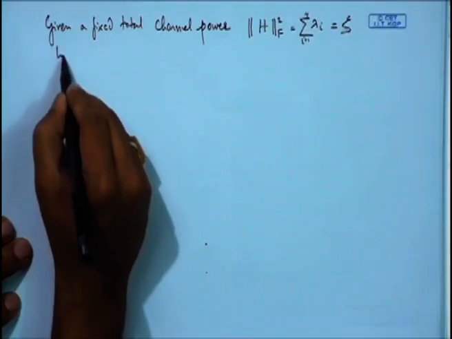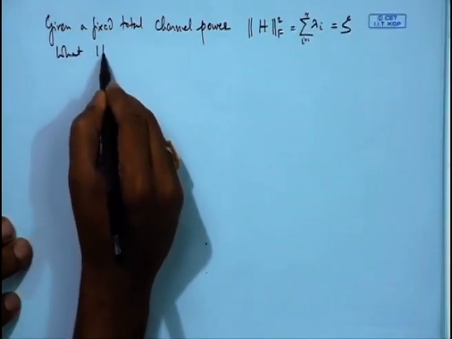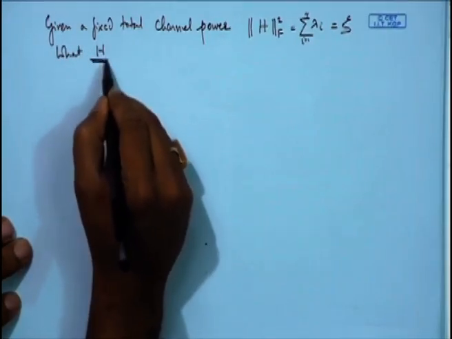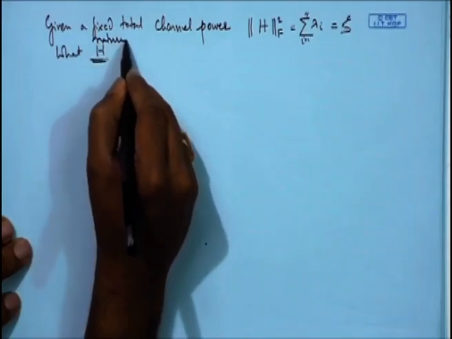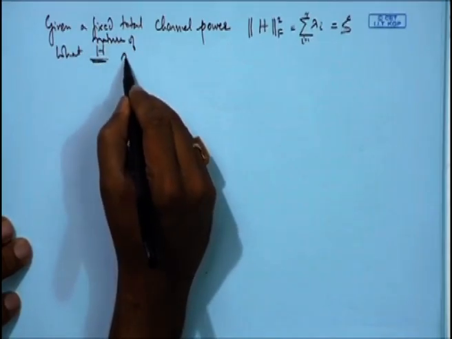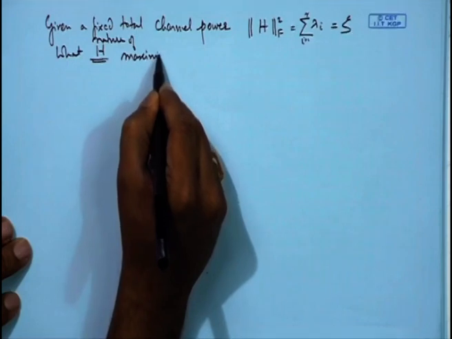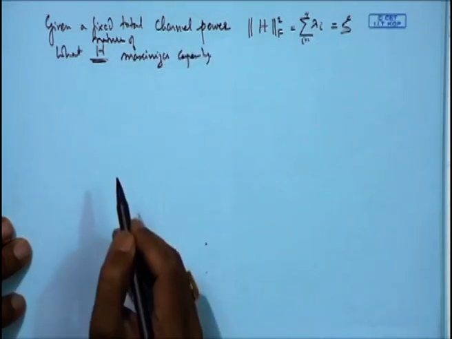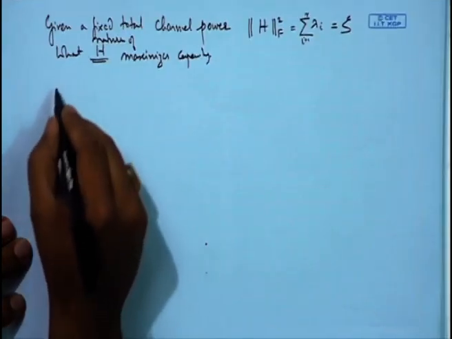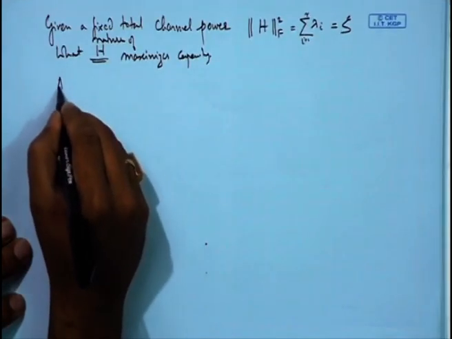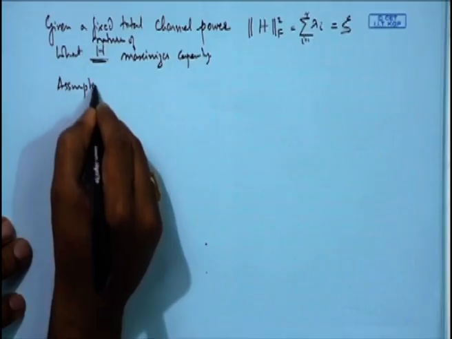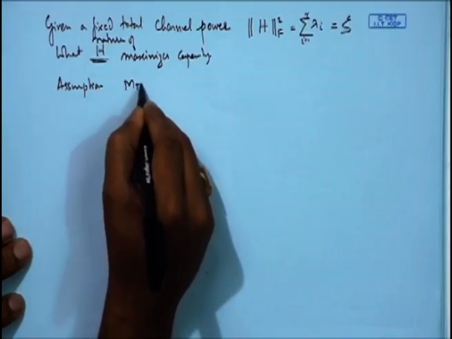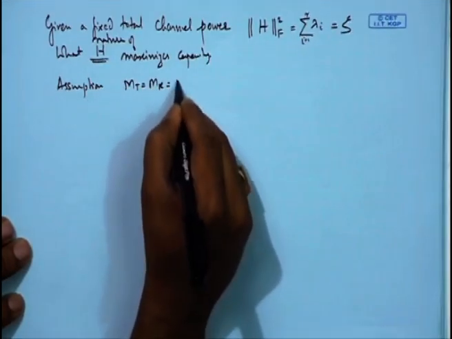So we'd like to find what is the nature of H that maximizes capacity. Okay. So when we are talking about this, to make life simple, we will make the assumption MT is equal to MR is equal to M.